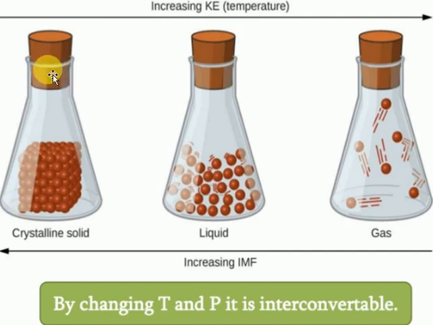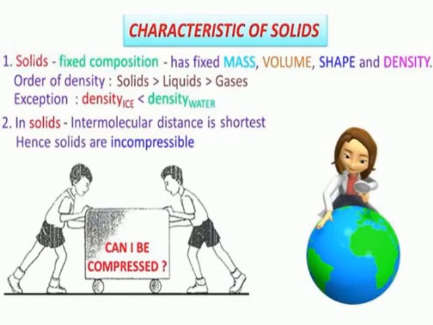Today I'm going to discuss especially solids only. So first of all, what are the properties of solids? First point: solids have fixed composition, fixed shape, mass, volume, and high density also. So what I'm saying once more clearly, solids have fixed composition, fixed mass, volume, and shape, and high density also. Consider we can compare the density of liquids, gases, and solids; solids have high density.